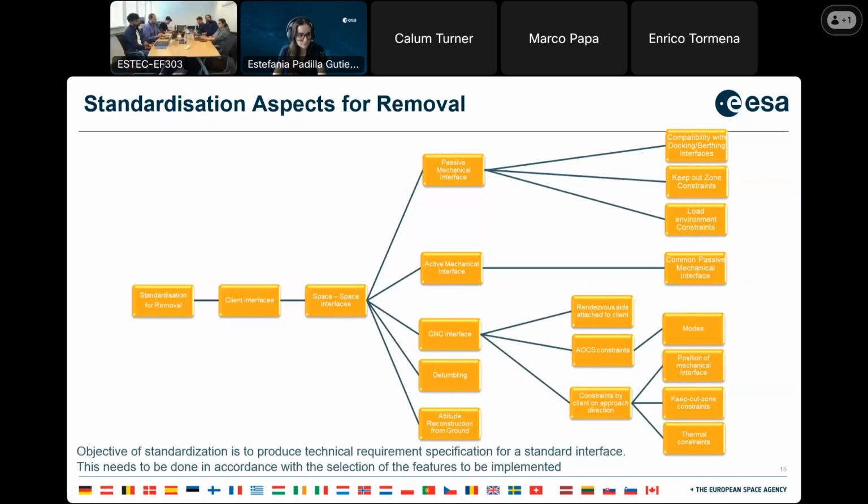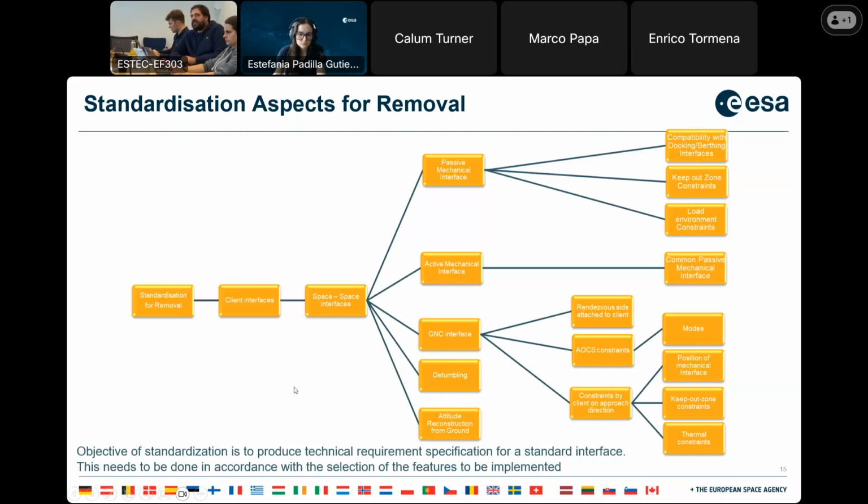Here we reported some aspects that are specific for removal, that are important when considering a standardization effort. First of all, it's worth highlighting that the objective of the standardization is to produce a technical requirement specification for a standard interface that needs to be done in accordance with the selection of the features to be implemented. It's quite important to highlight the point of the selection of the features that need to be implemented in order to define a technical requirement specification for a standard interface.